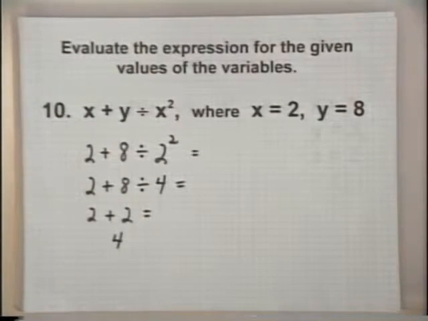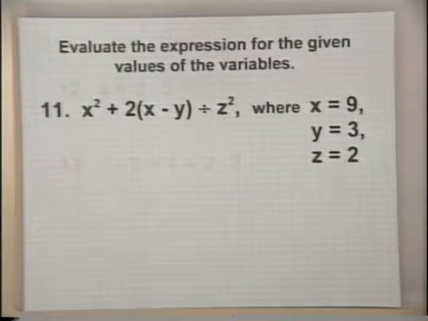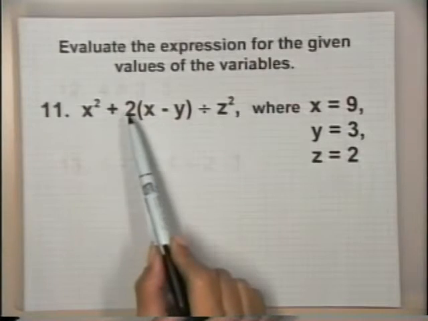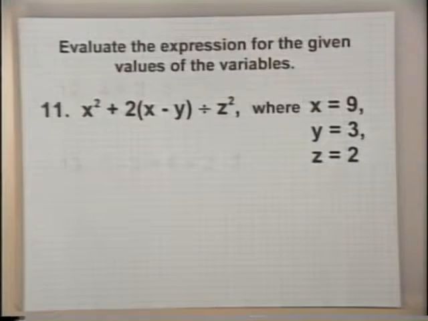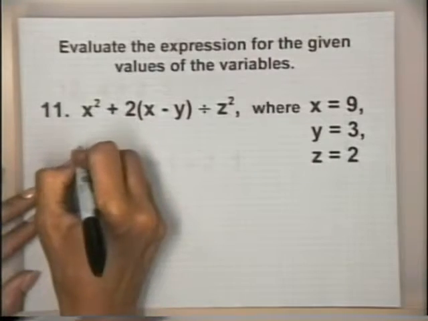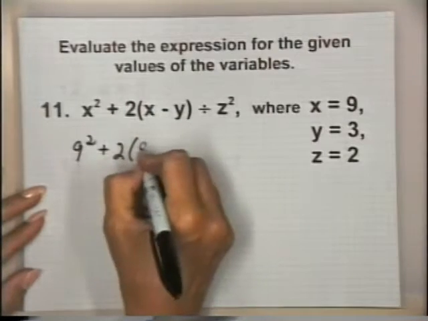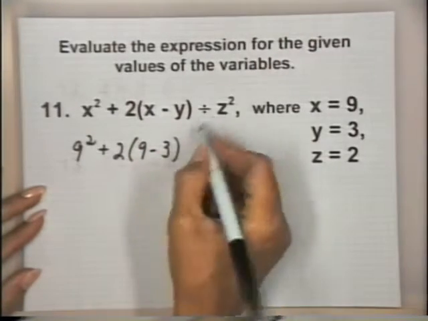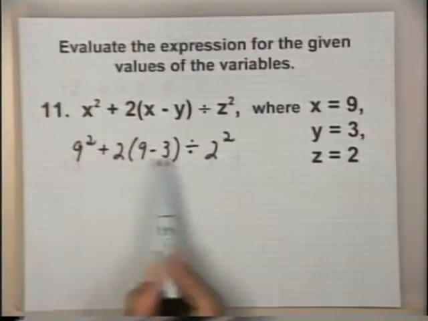Let's look at one more variable expression. In problem number 11, we want to evaluate the expression. Our expression is x squared plus 2 parentheses x subtract y divided by z squared. x equals 9, y equals 3, z equals 2. Let's replace this x with a 9, so we'll have 9 squared plus 2 parentheses 9 subtract 3 close parentheses divided by 2 squared. Now look at your parentheses.